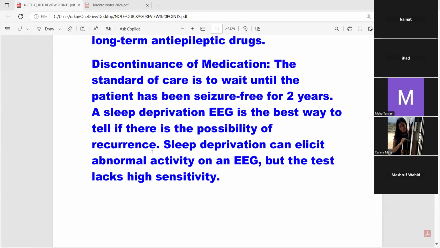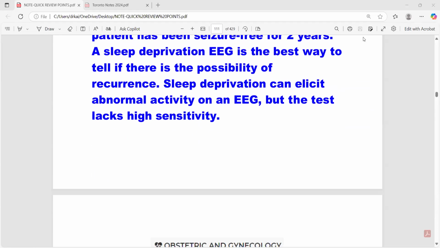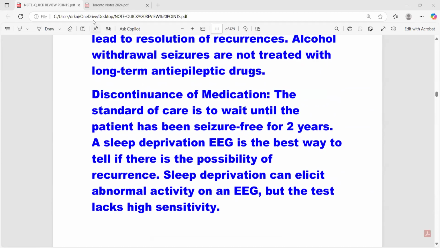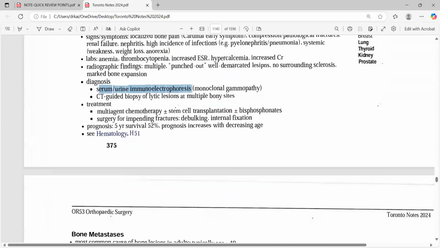The test lacks high sensitivity, although EEG does not give you a high sensitivity. Okay, so that's about it from here. And then let's go from here. A quick read, I think.